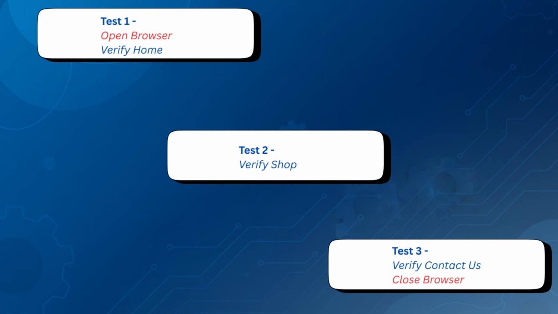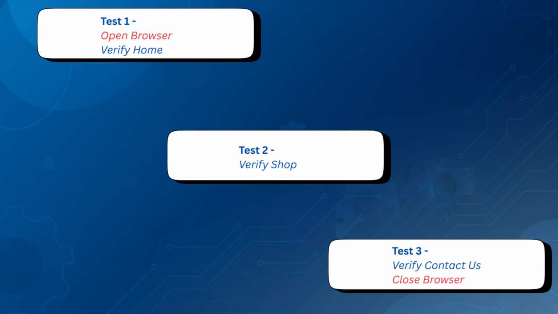Let's change our example. Imagine I'm testing a website with 3 navigation buttons: Home, Shop, and Contact Us. I want 3 separate test cases that check each page. These tests don't depend on each other. But if I put the browser opening code inside the first test and the closing code inside the last test, then I can't run them individually. That's a bad practice because I lose flexibility.